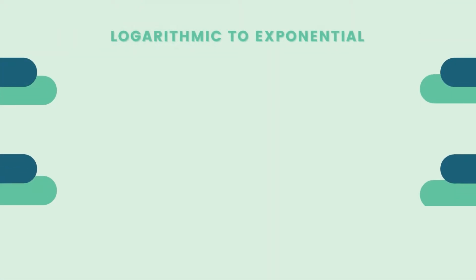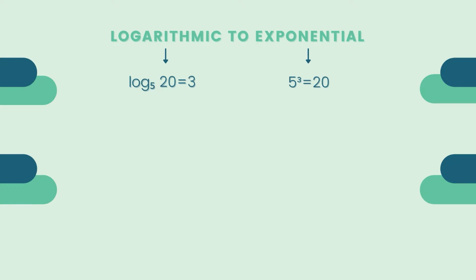Now, let us do it the other way around. Let us give the exponential form of the given logarithmic forms. Example number 1. Logarithm base 5 of 20 equals 3. When you write this in exponential form, you will get 5 to the power of 3 equals 20.